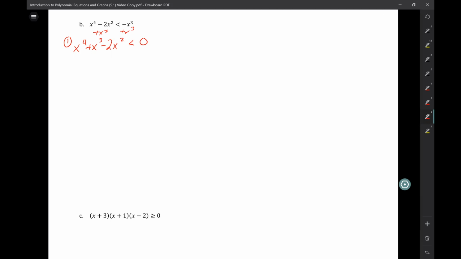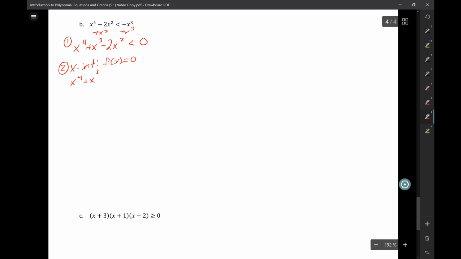So with this being the case, number 2 is we find all x-intercepts. We do that by setting the function equal to 0. Therefore, we're going to have x to the fourth plus x cubed minus 2x squared is equal to 0. But first, we can factor out an x squared. That's going to leave us with x squared times x squared plus x minus 2, and that's still set equal to 0. You should realize that x squared plus x minus 2 will factor. And that factors into x plus 2 times x minus 1, and that's still set equal to 0.